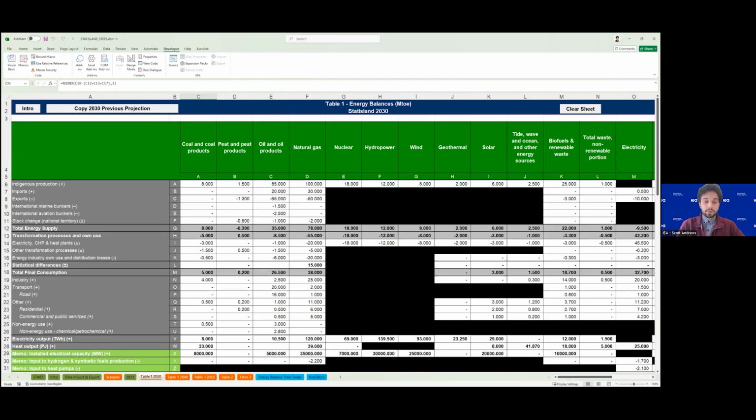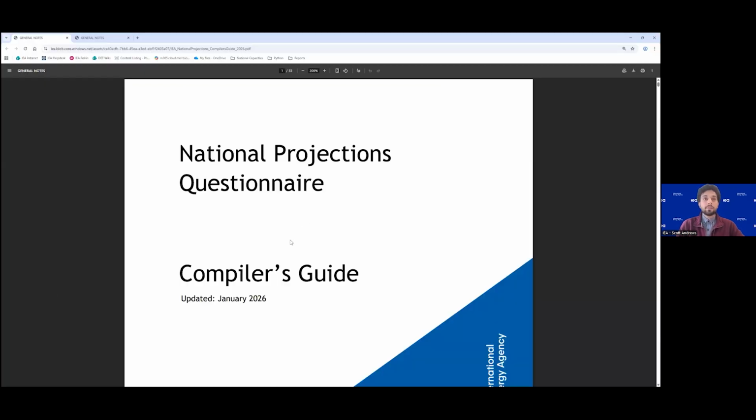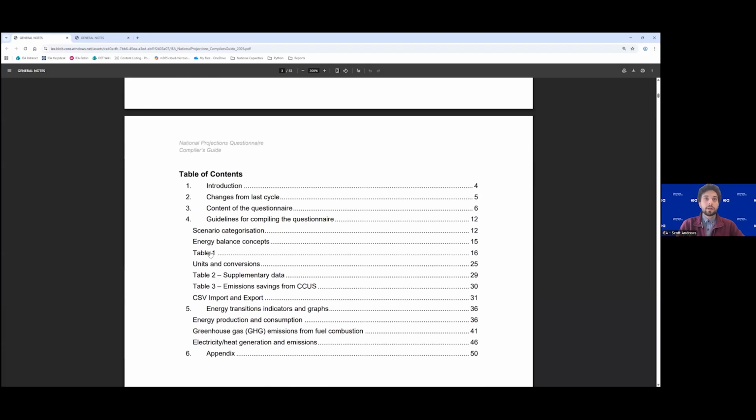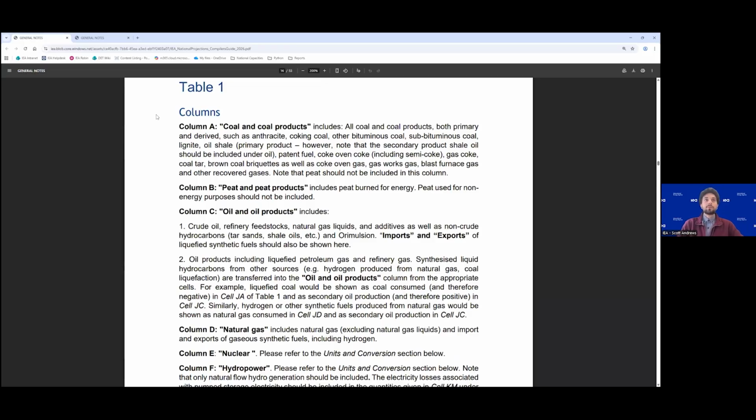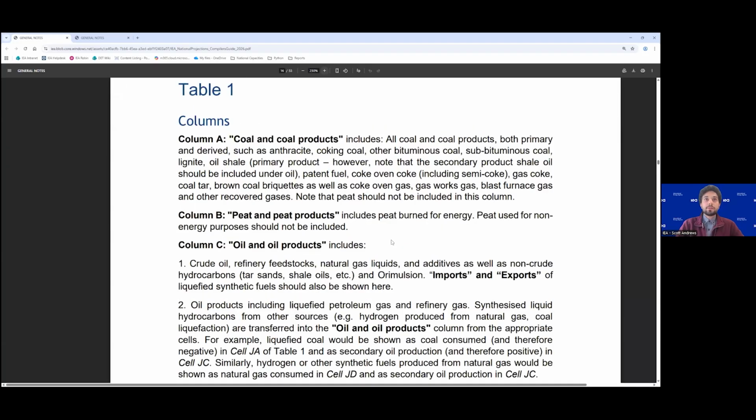I've actually got the compiler's guide pulled up here as well that I can swap over to. If I scroll down, I'm going to want to go to the section on table 1, because that's where I'm doing all the reporting right now. If we go in, the column section is going to show up first, and here I've got coal and coal products. I can quickly take a look at this and zoom in a little bit more. It's saying all coal and coal products: anthracite, coking coal, all the way down to secondary products, coke oven coke, gas coke, coal tar, and so on. So this is a double check to make sure I've got all these products included.